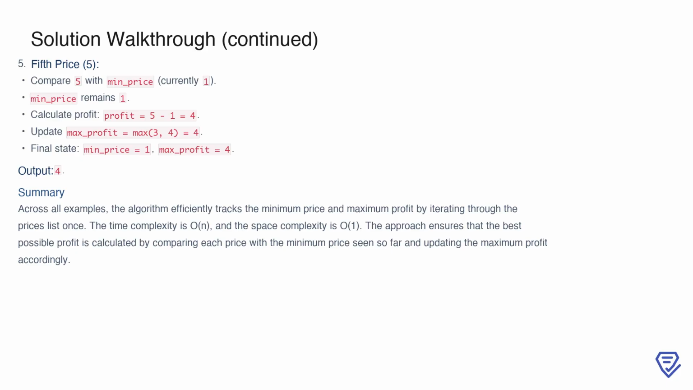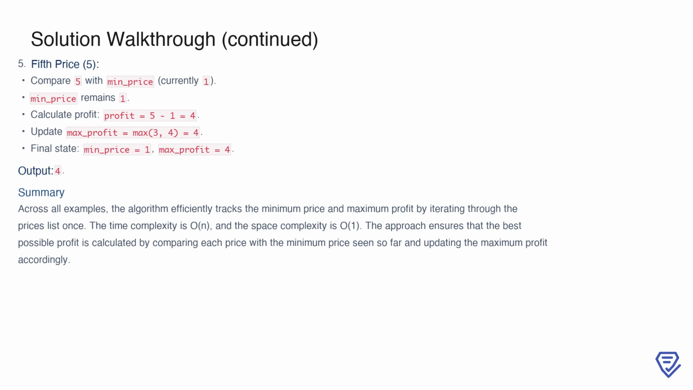Since this is greater than the current max_profit of 3, we update max_profit to 4. The final state is min_price equals 1 and max_profit equals 4. Therefore, the maximum profit for this example is 4. In summary, across all examples, the algorithm efficiently tracks the minimum price and calculates the maximum profit in a single pass through the prices list.